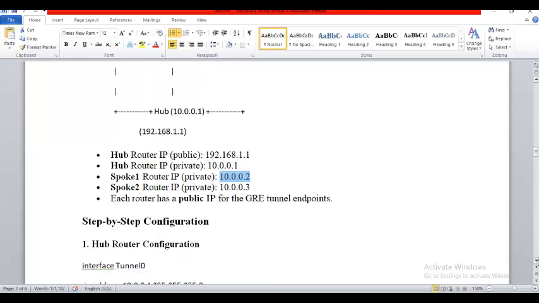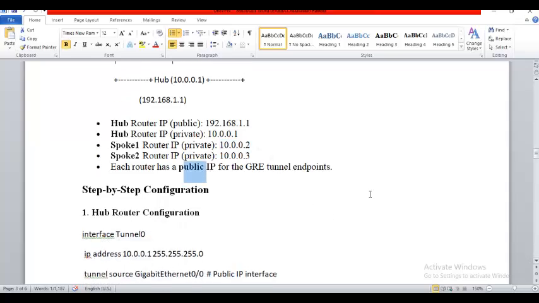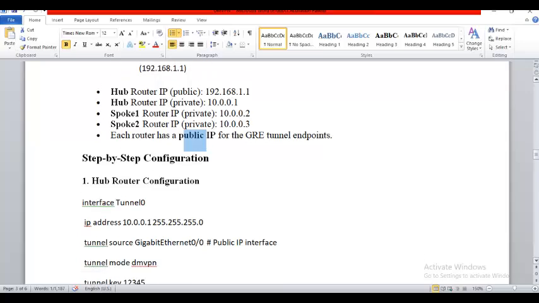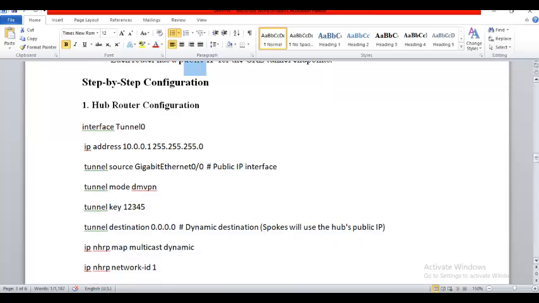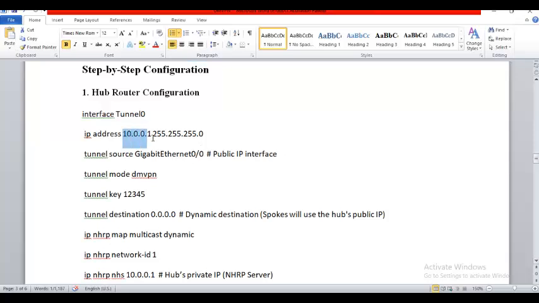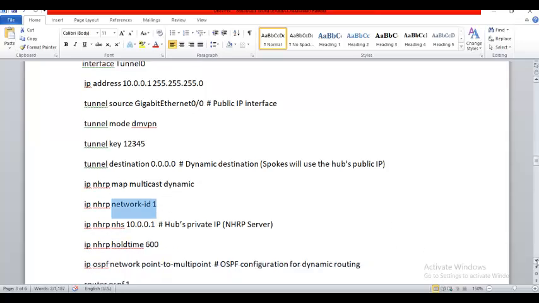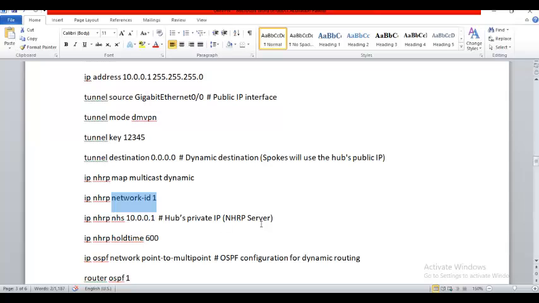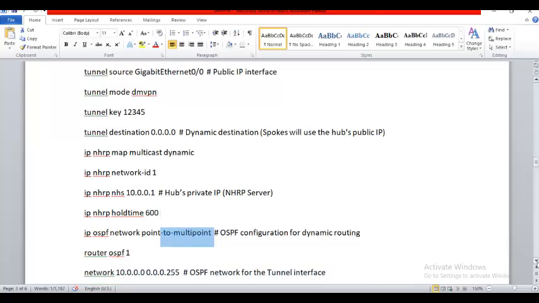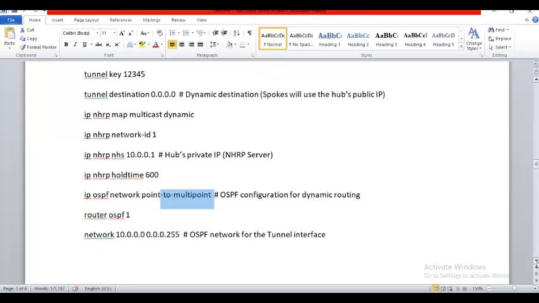Now, you see the hub configuration, interface tunnel 0. This is a private IP address. Source, mode, key, destination, multicast dynamic, NHRP ID, and then NHRP server. This is an optional one. If you want to enable OSPF, you can do it. You can also have EIGRP if you want. Is this clear on the hub router? Almost the same. All right, so configuration on this router is over.